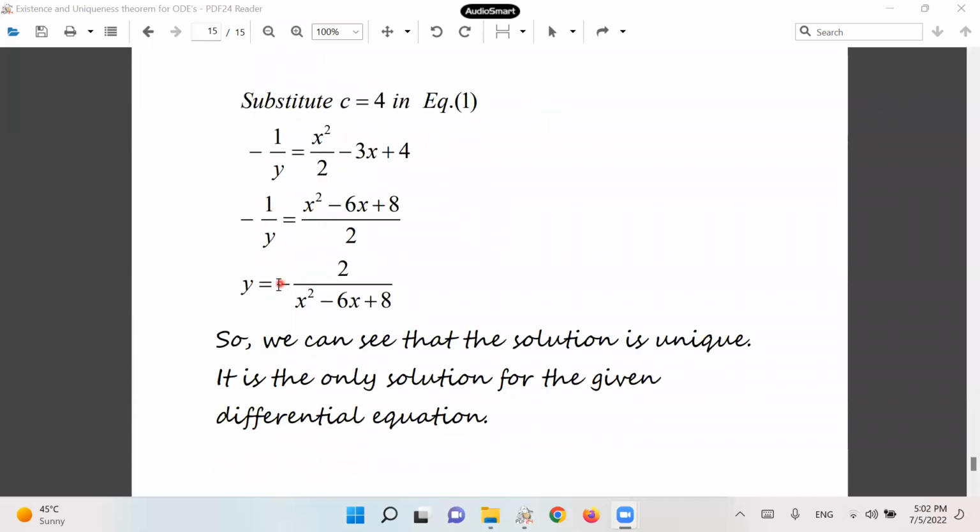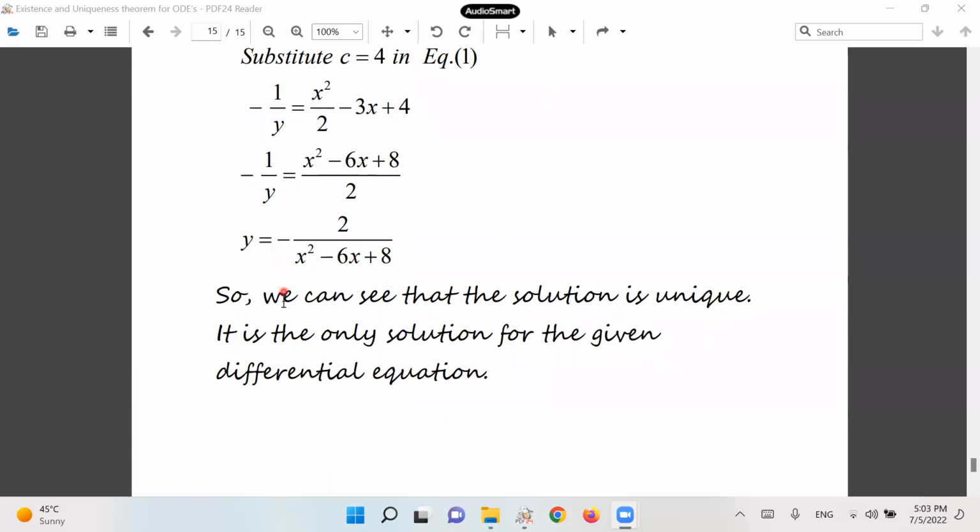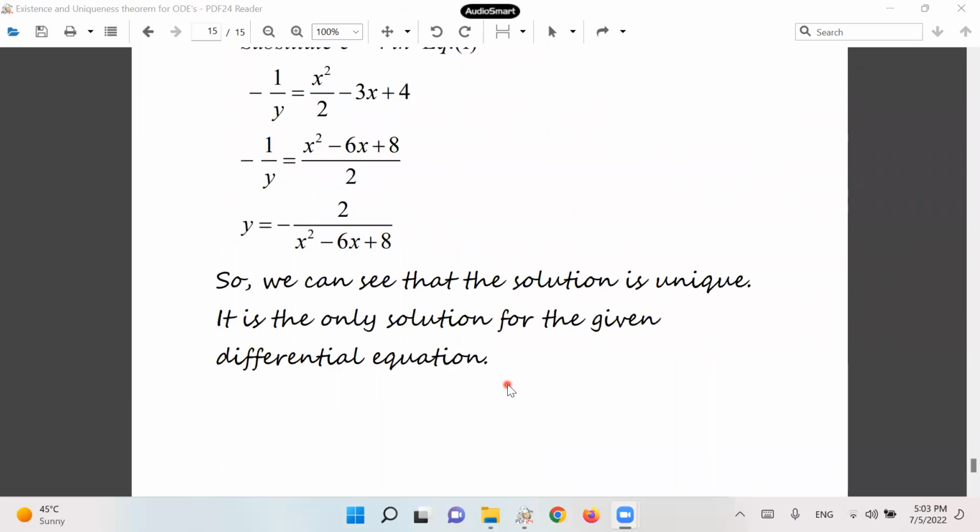After that, we have to find the value of y also. So just take the reciprocal of this equation and we get y equals 2 over x square minus 6x plus 8. In order to get rid of the negative sign, multiply both sides by minus, so on this side also we get a negative sign. In this case, we can see that the solution is unique and it is the only solution for the given differential equation.